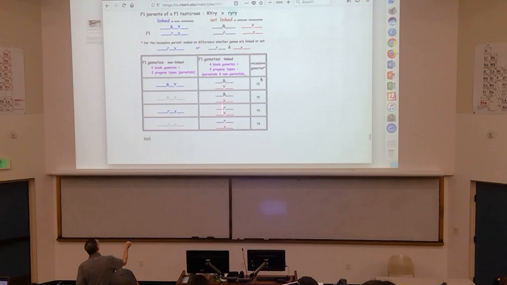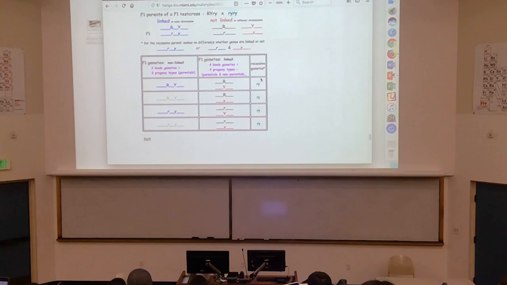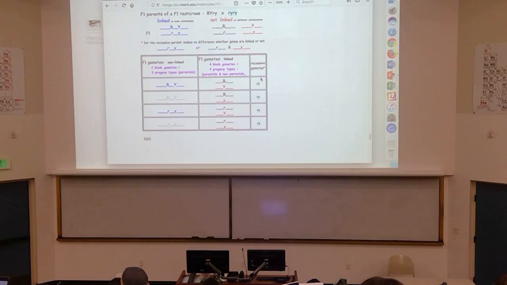So when this forms gametes, how many gametes is it going to make? Four. If they're linked, how many gametes is it? So how do you know where the genes are linked? You do a cross like that. Homozygous dominant to homozygous recessive, the F1, you make a test cross, you get a 1-to-1 ratio.